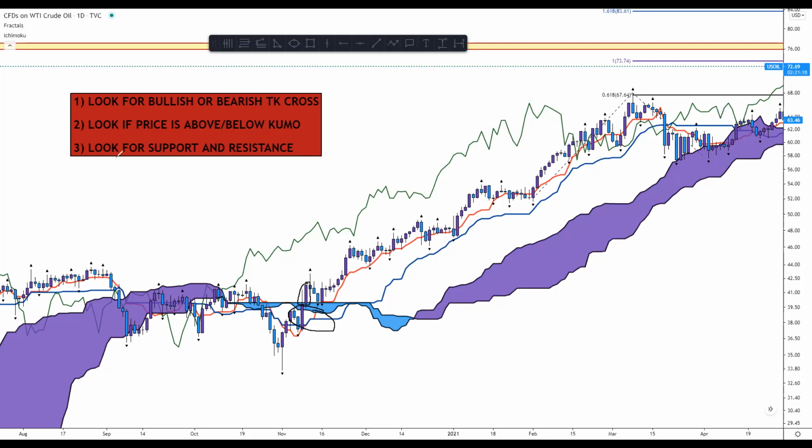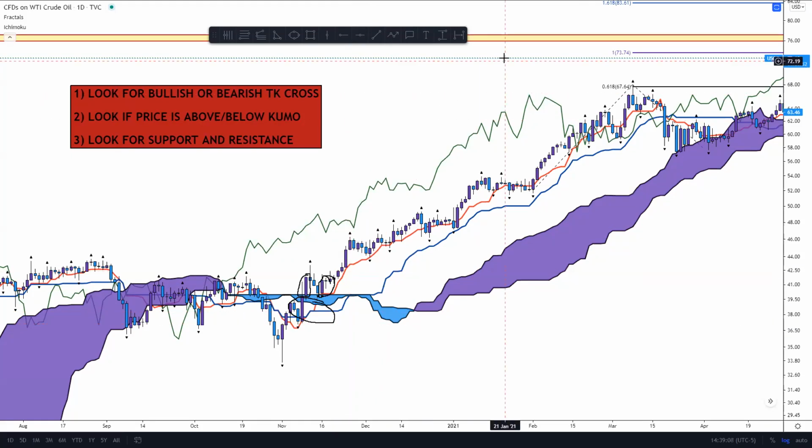So where you want to look for your trade is at the support and resistance, which is your Tenkan-sen, which is the red line, your Kijun, the blue line, or the Kumo, which is the cloud. So since we're above, we're looking for a bullish scenario. So right here, we have a bullish engulfing candle. So right there, that's the level that we're looking to take a trade at.